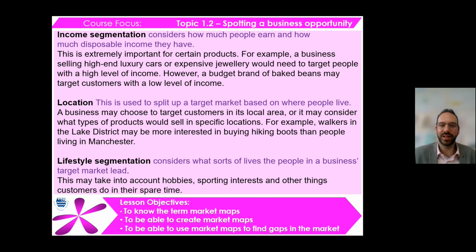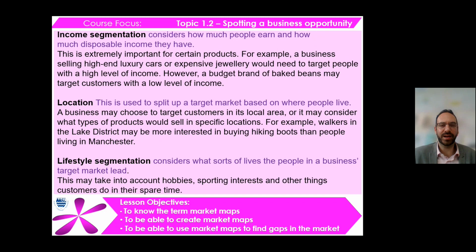So a business selling high-end luxury cars or expensive jewelry would need to target people that have a high level of income. That's not to say people with lower levels of income don't buy luxury cars or jewelry, but their target market is probably going to be people who have money that they can be a bit more frivolous with their spending.